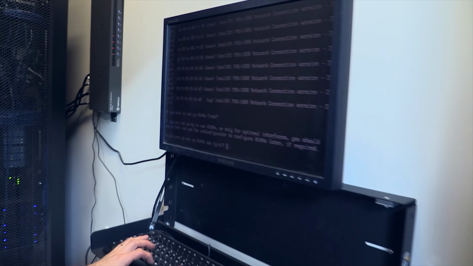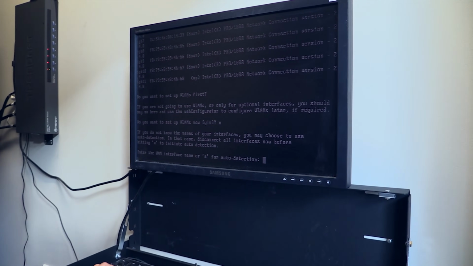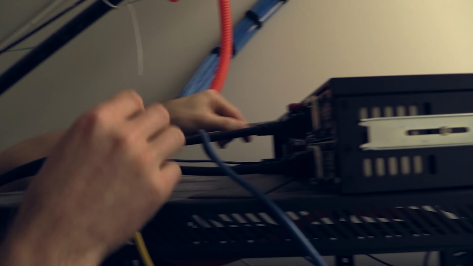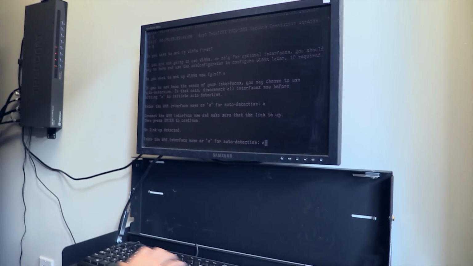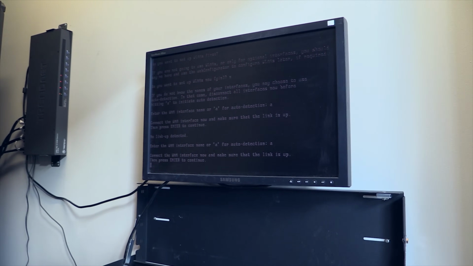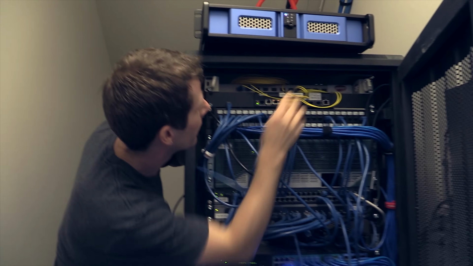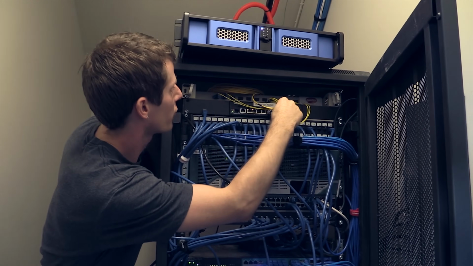Okay, do you want to set up VLANs right now? No. Enter a WAN interface or A for auto detection. Here it goes. No link up detected. Let's try one of the other ones. Yeah, but there's no link up. Okay, well, I'm calling the tech. Okay, I think it's number two.